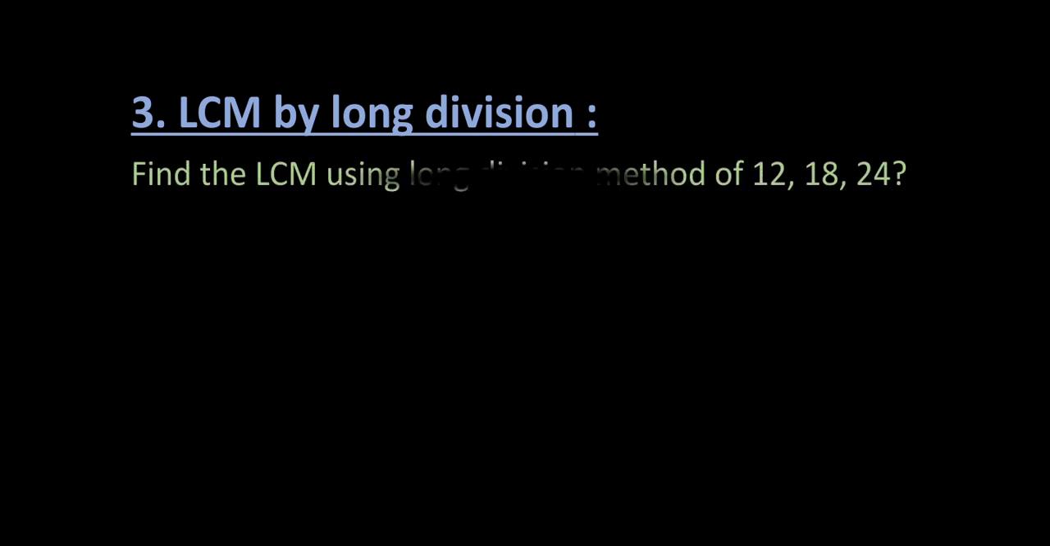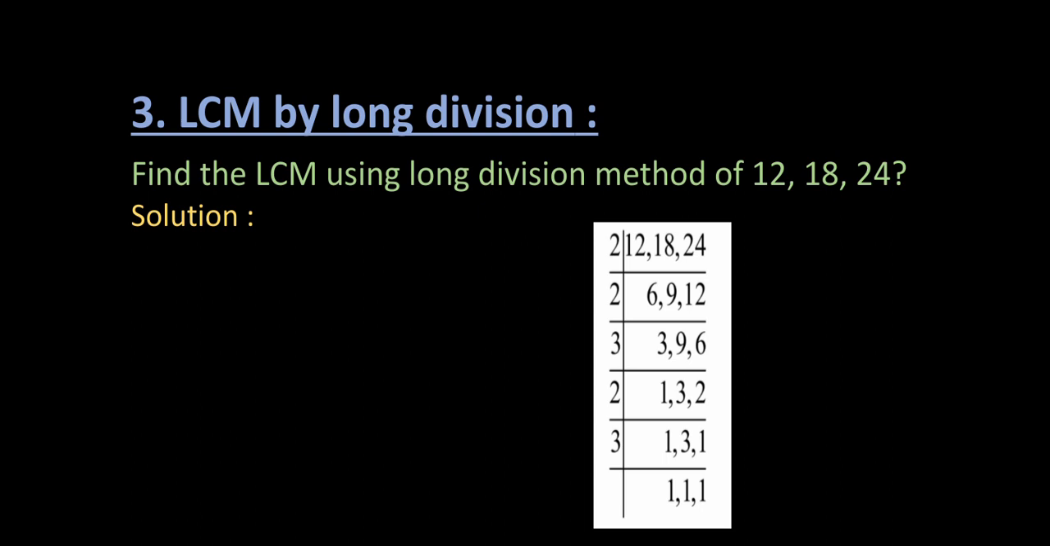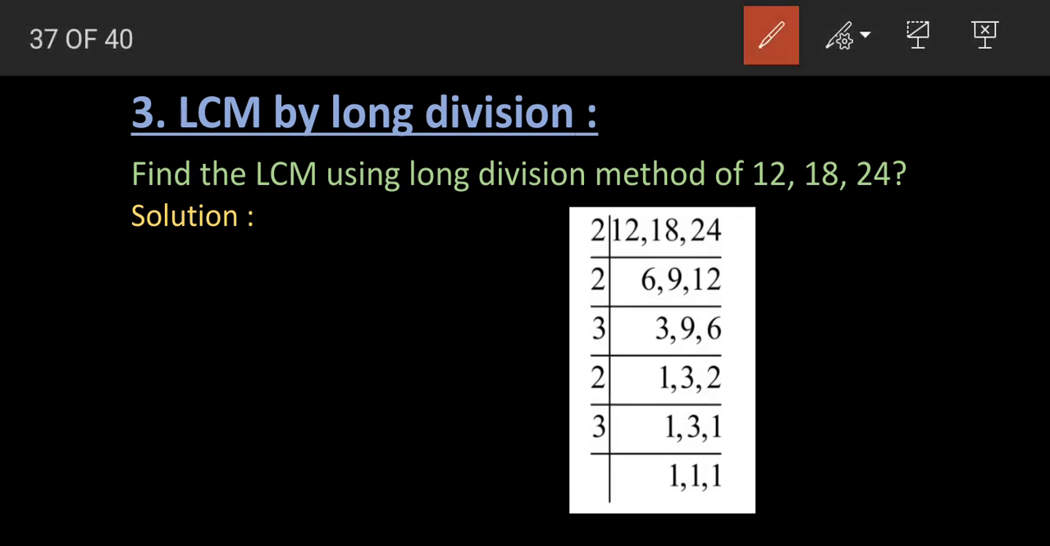So here is a question. Find the LCM using the long division method of 12, 18 and 24. While we are finding the LCM by the long division method, we have to write all three numbers at a time and divide them continuously. You have to divide all the numbers with the help of prime numbers, that may be 2, then 3, then 5, then 7, 11, 13, same as in prime factorization.